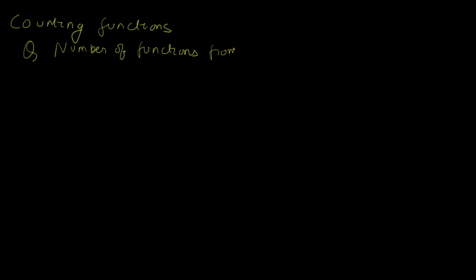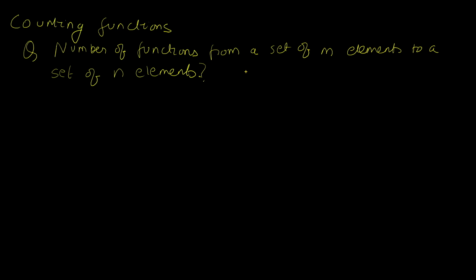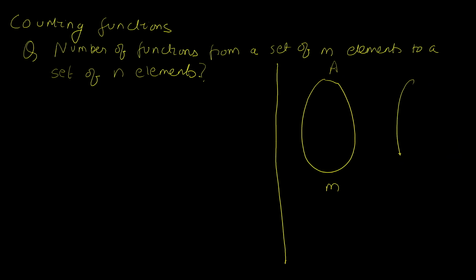How many functions are there from a set of m elements to a set of n elements? Alright, so we need to count the number of possible functions between 2 given sets. So let me consider a set A with m elements, and then we consider another set B with n elements. Let me just show a few elements for demonstration. And we're going to count the number of functions from A to B.